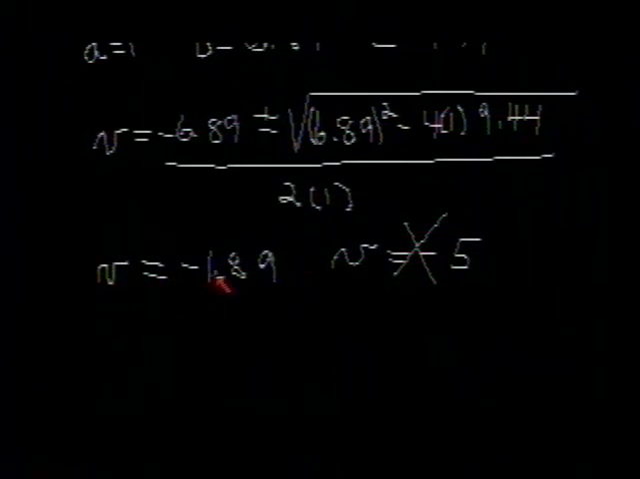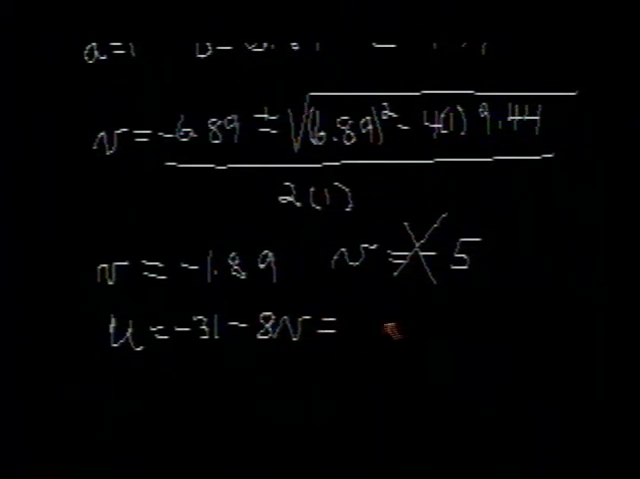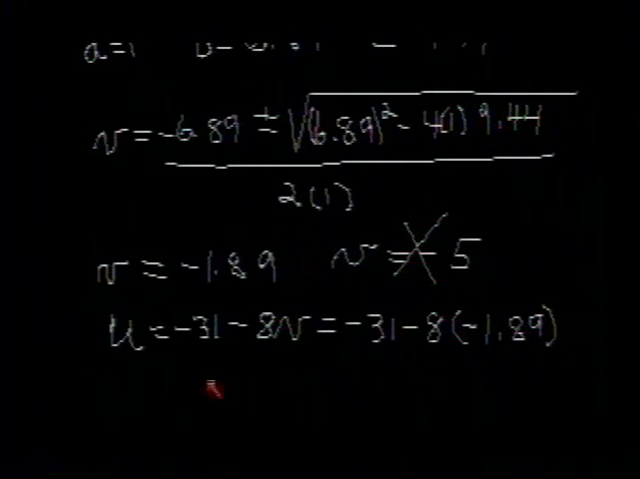u is equal to minus 31 minus 8v. That would be equal to minus 31 minus 8 times minus 1.89. And if you carry out that calculation, you can find that u is equal to minus 15.9.